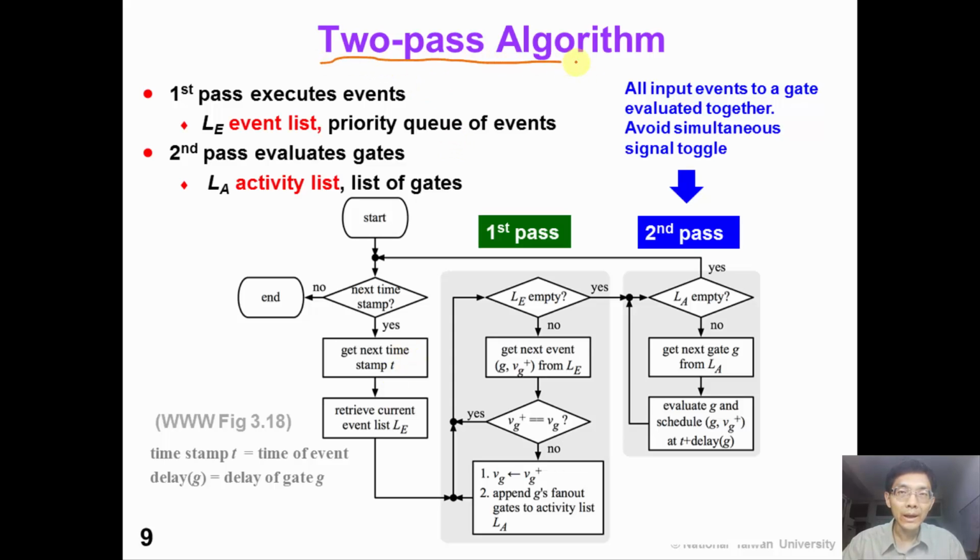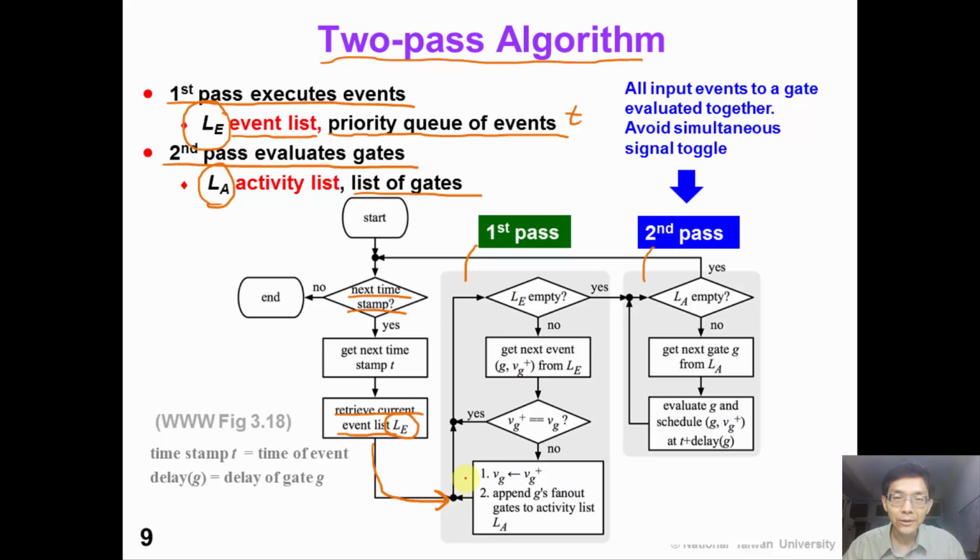This slide shows the 2-pass algorithm. The rectangle in the middle represents the first pass. The gray rectangle on the right represents the second pass. In the first pass, we execute events, where LE is an event list. The event list is a priority queue of events sorted by time t. In the second pass, we evaluate gates. We have an activity list LA, which is a simple list of gates. Every time we advance a new timestamp t, we retrieve a current event from the event list LE. From here, we enter the first pass.